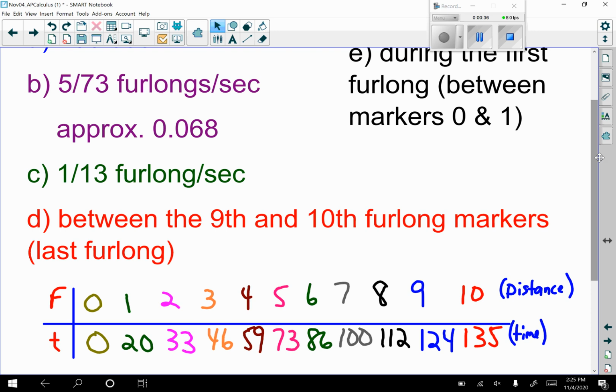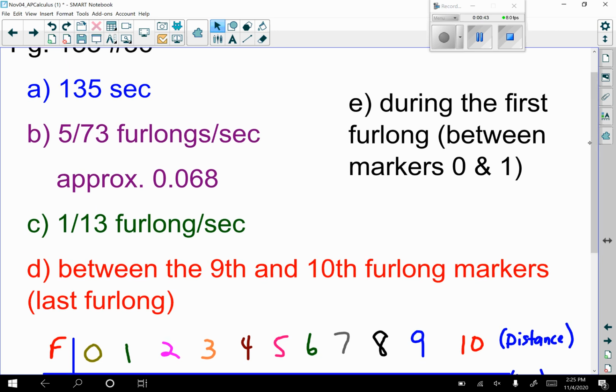So the whole distance was 10 furlongs, and if we notice the time it reached its 10th furlong, it's 135 seconds. So that's where we're getting the answer to part A. For part B, what is the average speed of the horse over the first 5 furlongs?